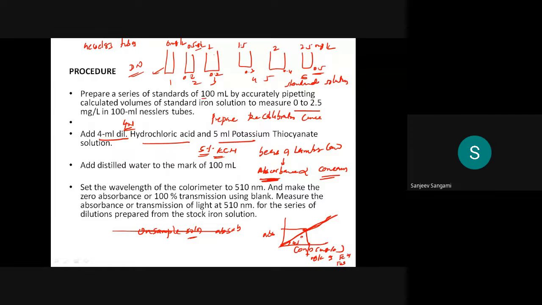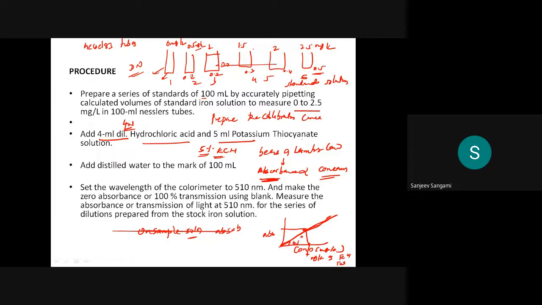Here also, 1 milligram per liter of iron solution, then 4 ml of 4 normal HCl, then 5 ml of 5% KCl. Similarly, here 1.5 milligram per liter of iron solution plus 4 ml of 4 normal HCl and 5 ml of 5% KCl. Then make it up to 100 ml using distilled water. In the first one, 0 milligram per liter, we are not adding any iron solution, only 4 ml of 4 normal HCl and 5 ml of 5% KCl. Then make it up to 100 ml using distilled water.